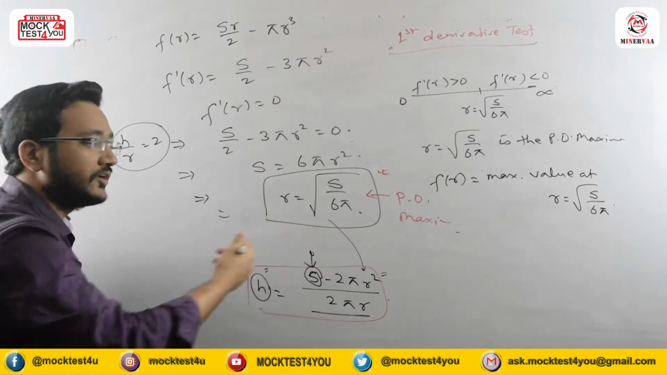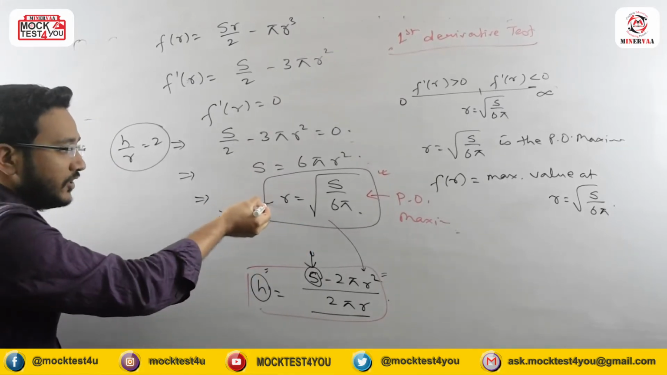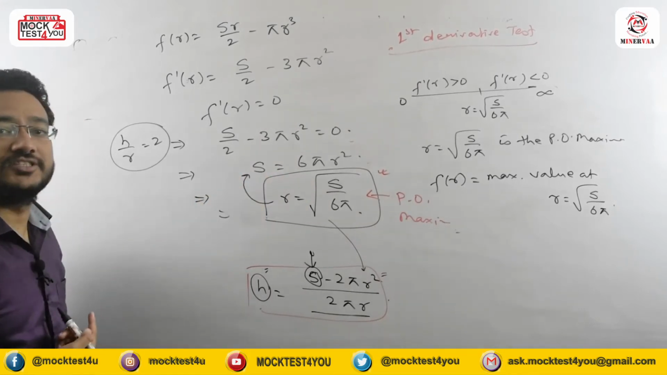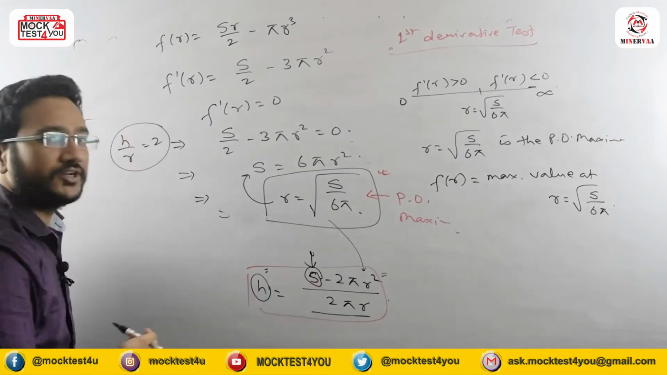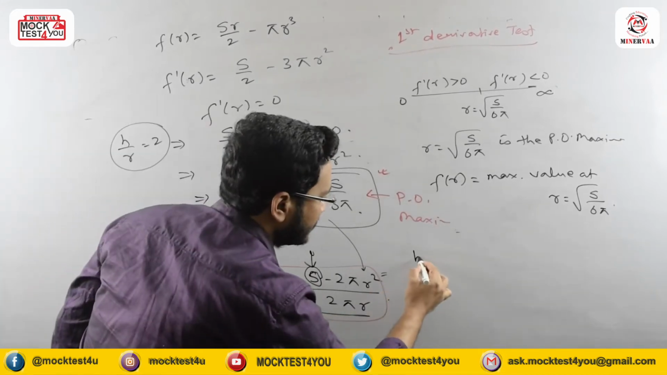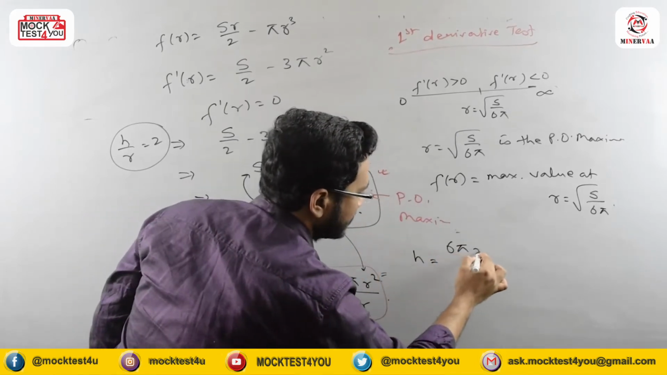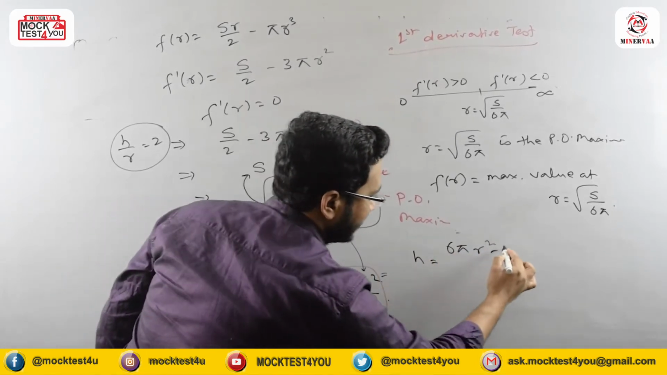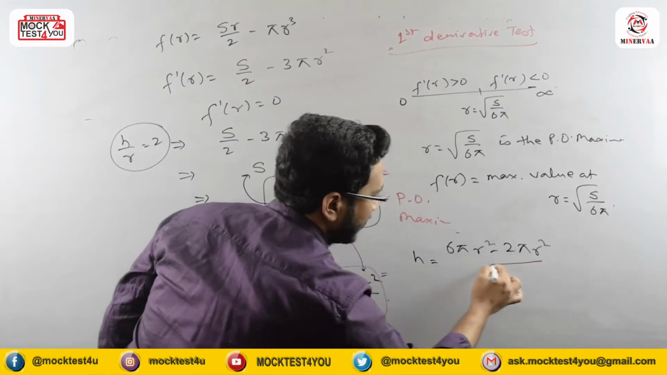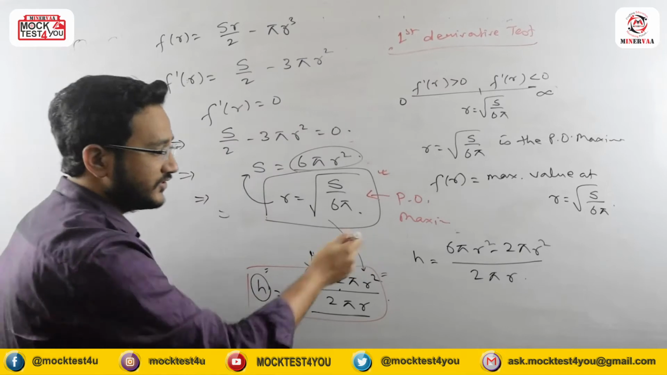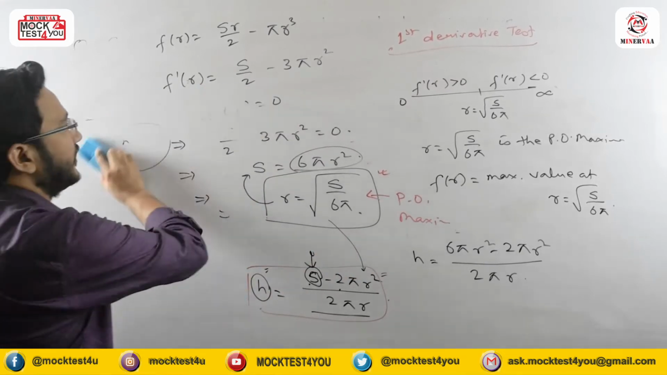So instead of putting the value of r, we will put the value from its previous step. What is its previous step? S is equal to 6 pi r square. We will put it here. What will happen? H is equal to, S means 6 pi r square, so 6 pi r square minus 2 pi r square divided by 2 pi r. Now let's see after simplification what we are getting here.